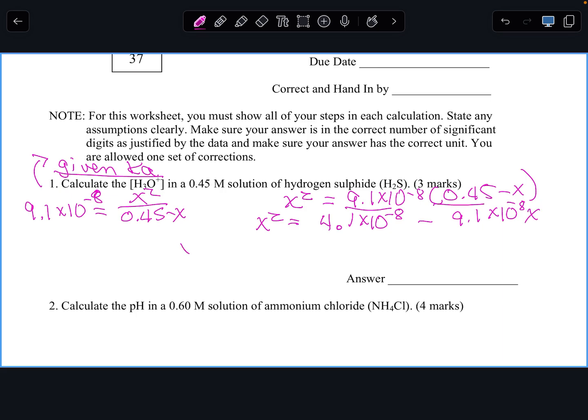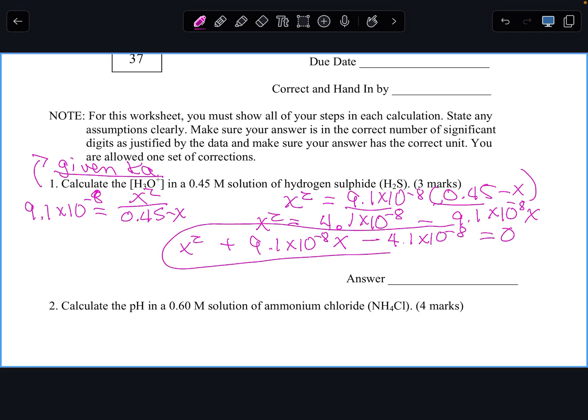Now I'm going to get all of my terms on this side: x squared plus 9.1 times 10 to the minus 8th x minus 4.1 times 10 to the minus 8th equals 0. Do you all agree that this is the quadratic equation? Okay, now let's solve these on our graphing calculators. Are you ready?